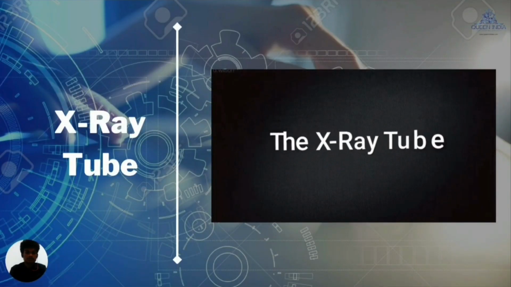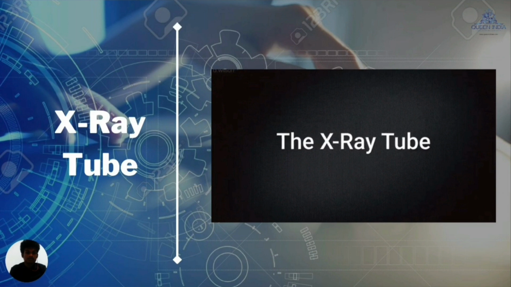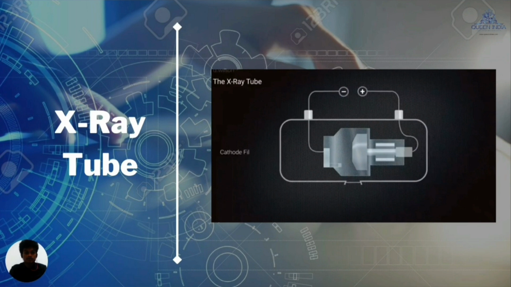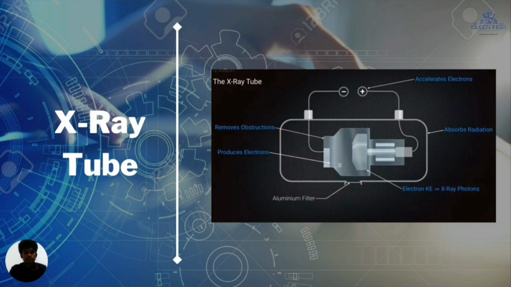And finally, the X-ray tube. The combination of each and every part which we have discussed now is collectively called the X-ray tube. The purpose of the X-ray tube is like this: the cathode filament produces electrons, the high voltage supply accelerates electrons, the vacuum chamber removes obstructions, the anode target converts kinetic energy of electrons into X-rays, lead shielding absorbs radiation, and the aluminum filter absorbs lower energy photons.